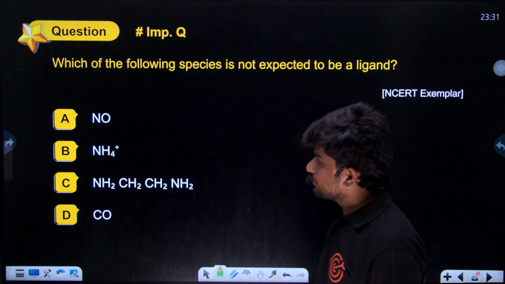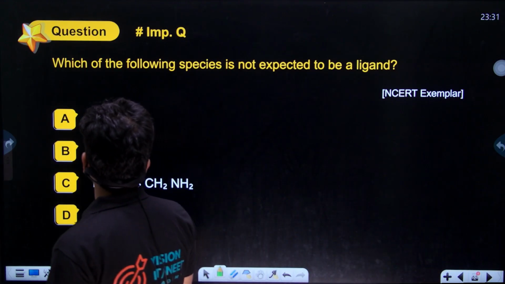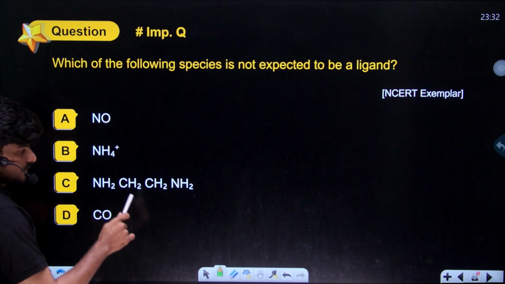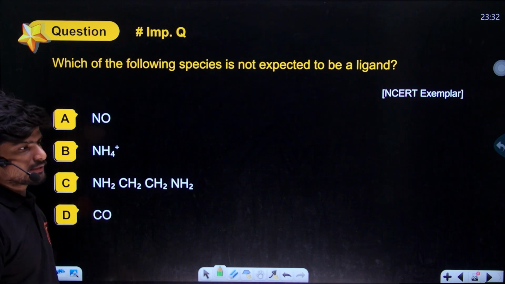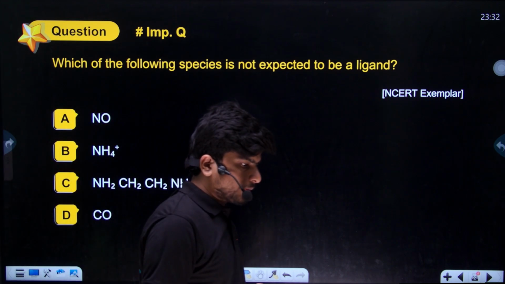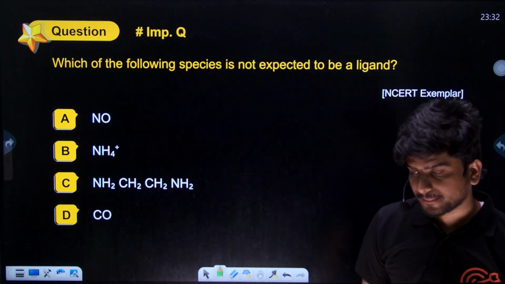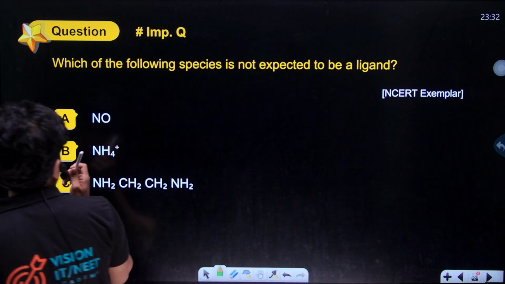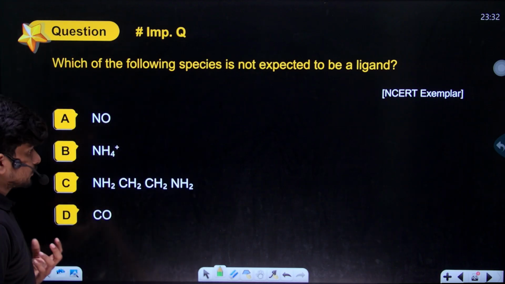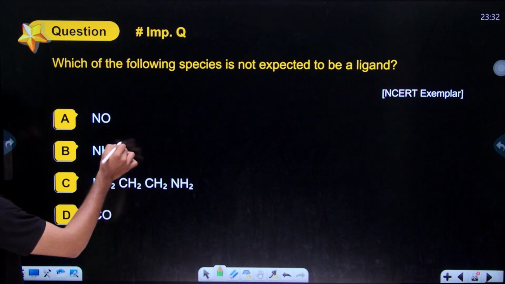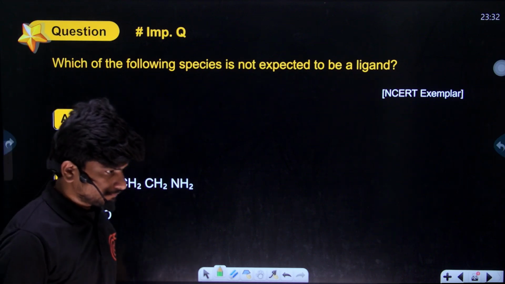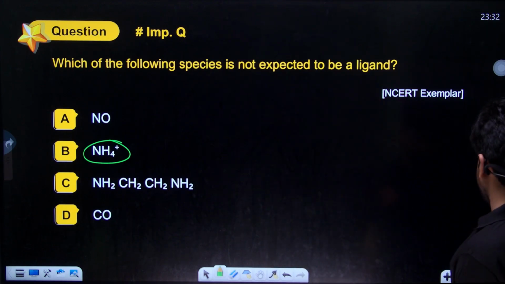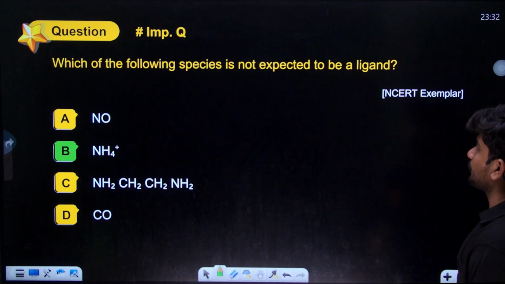Next, which of the following species is not expected to be a ligand? So you see this ethylene diamine, just now we have discussed. This is a ligand. CO, carbon monoxide, is also a ligand. Generally it has a dative bond in this. Next, NO is also a ligand. So the one which is not a ligand is this one, NH4 plus. This is the one which does not behave as a ligand.